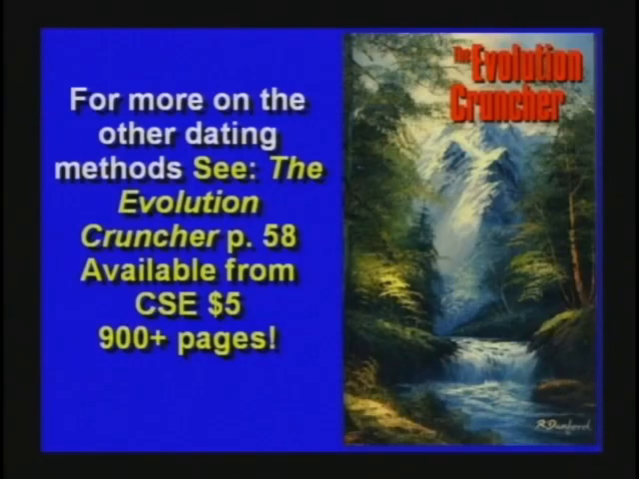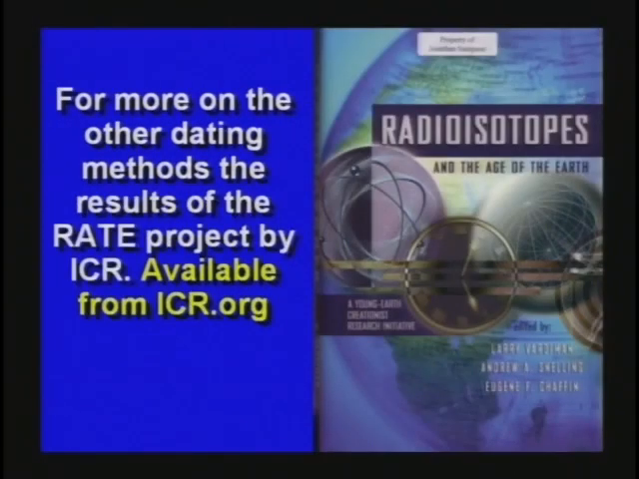There's a whole bunch more in the book, Evolution Cruncher, if you want more on that, or in the RATE project book, Radioactive Isotopes and the Age of the Earth. Or there's a whole lot of good stuff in Walt Brown's book, In the Beginning. He's a PhD in physics, Air Force Academy professor for years in Colorado. Got great stuff in here.